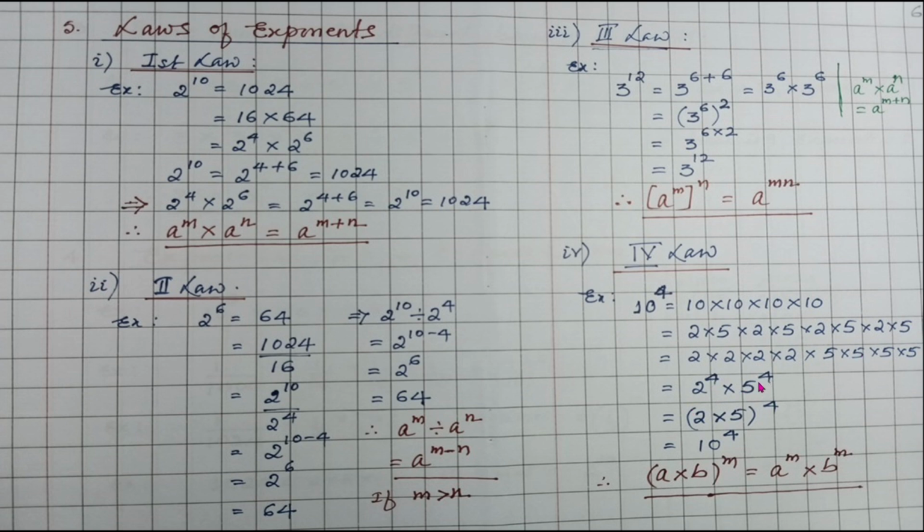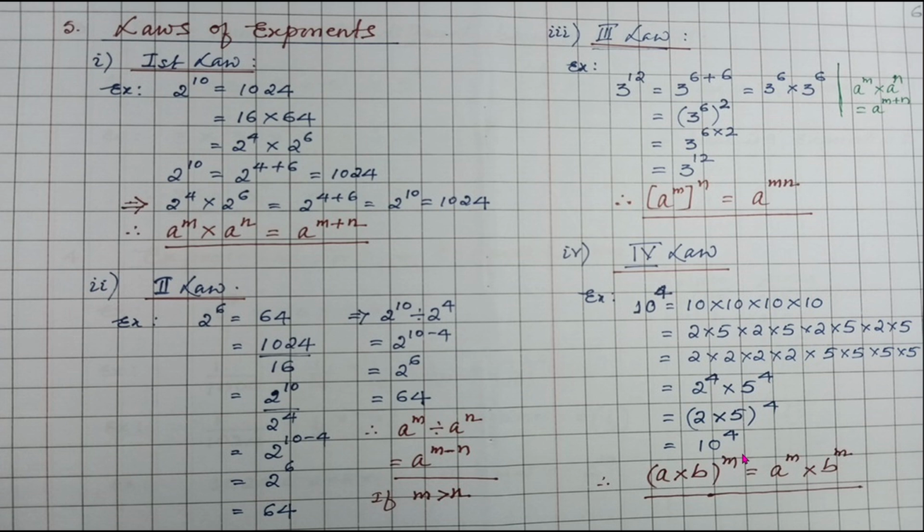Then 2 raised to 4 into 5 raised to 4 is 2 into 5 raised to 4. 2 into 5 is nothing but 10, and that is 10 raised to 4. So that means expressing 10 raised to 4 as (2 into 5) raised to 4 is the same as 2 raised to 4 into 5 raised to 4. Therefore the law is very much proved here.